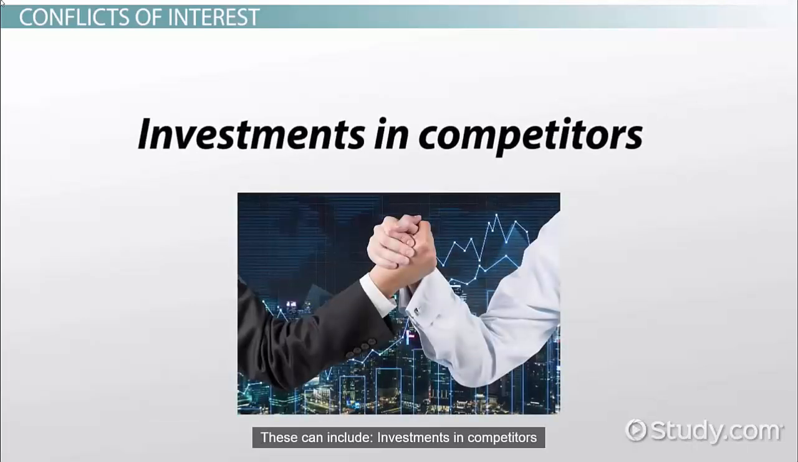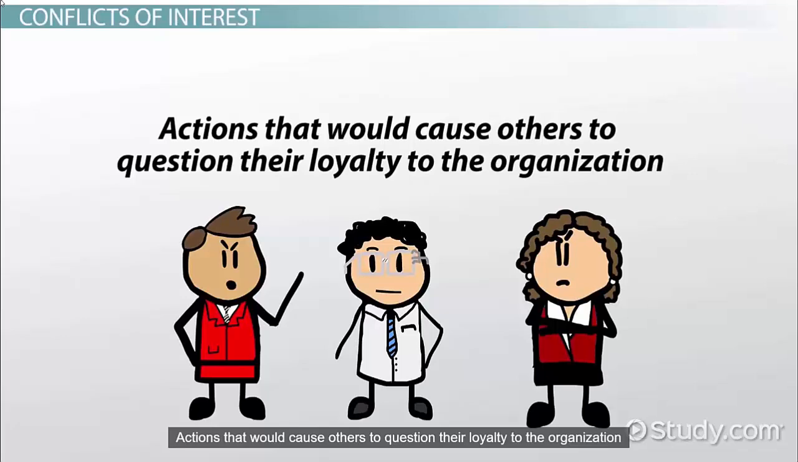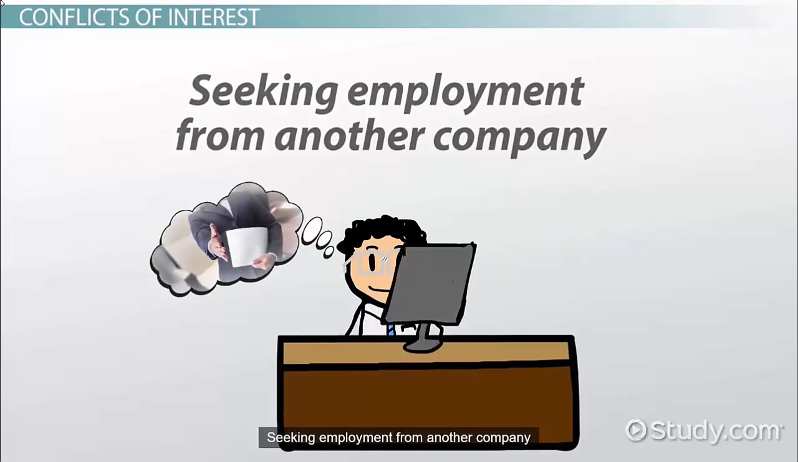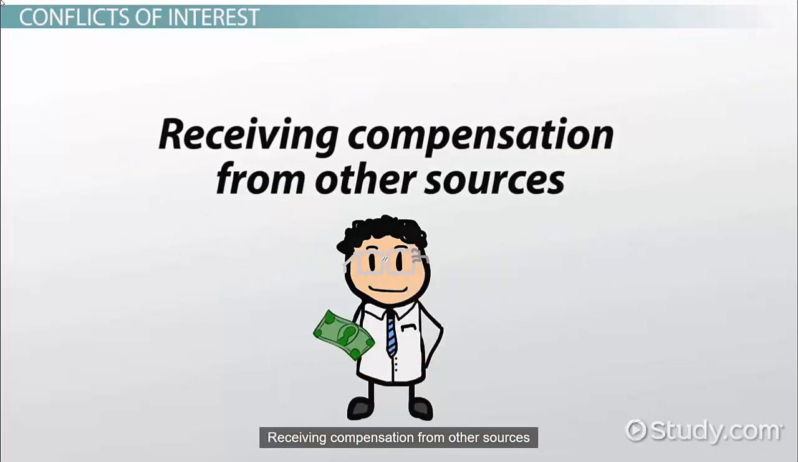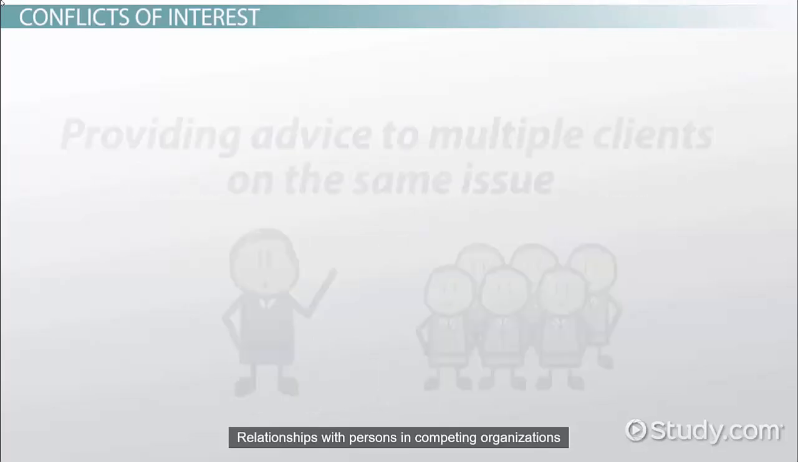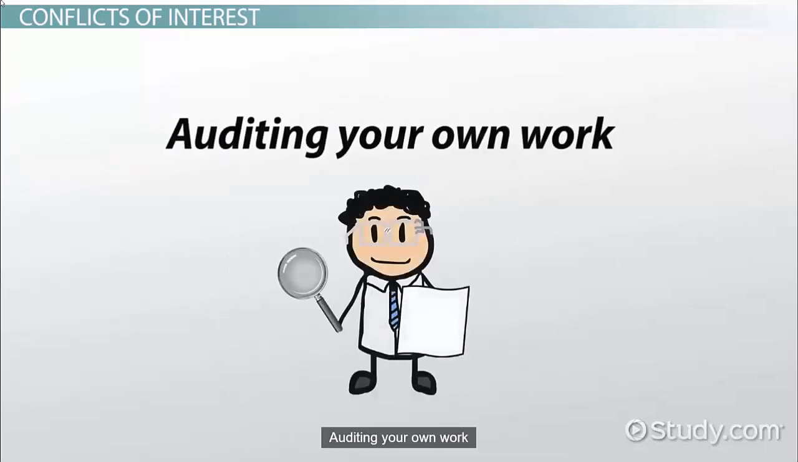In addition to gifts, other forms of conflicts of interest may arise in a number of different ways. These can include investments in competitors, actions that would cause others to question their loyalty to the organization, activities that discredit their accounting profession, seeking employment from another company, receiving compensation from other sources, relationships with persons in competing organizations, providing advice to multiple clients on the same issue, and finally, auditing your own work.